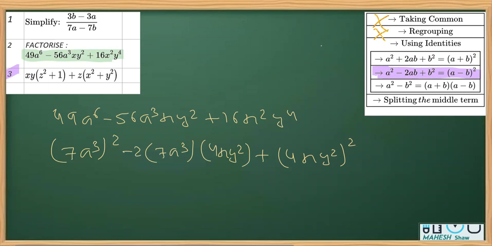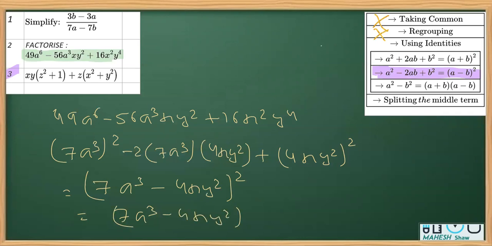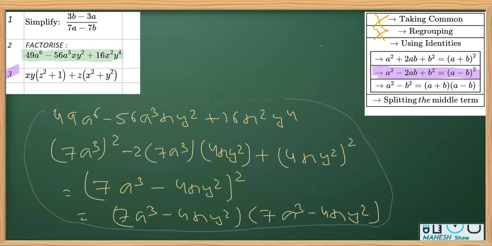Now, if you compare this with the identity, this is in the form of (a minus b) whole square. So we can write this as first term, which is 7a cube, minus second term, which is 4xy square, the whole square. Well, this is the answer. Instead of writing a square, you may write it twice, as a product. So this is how the second part of this set of questions can be done.